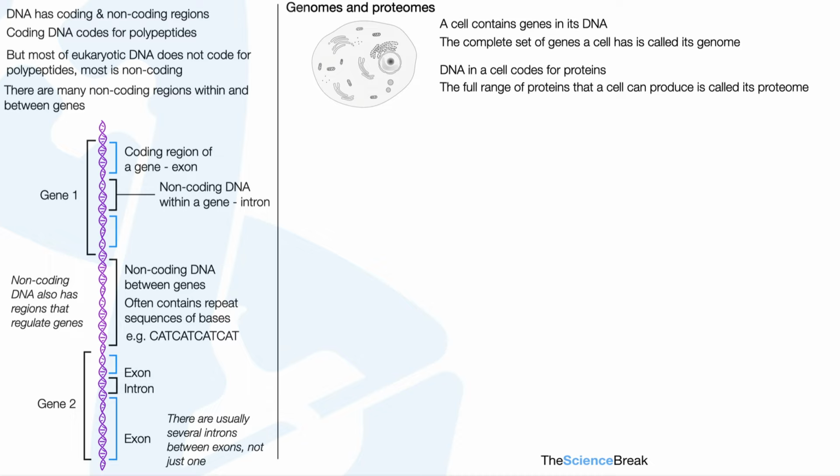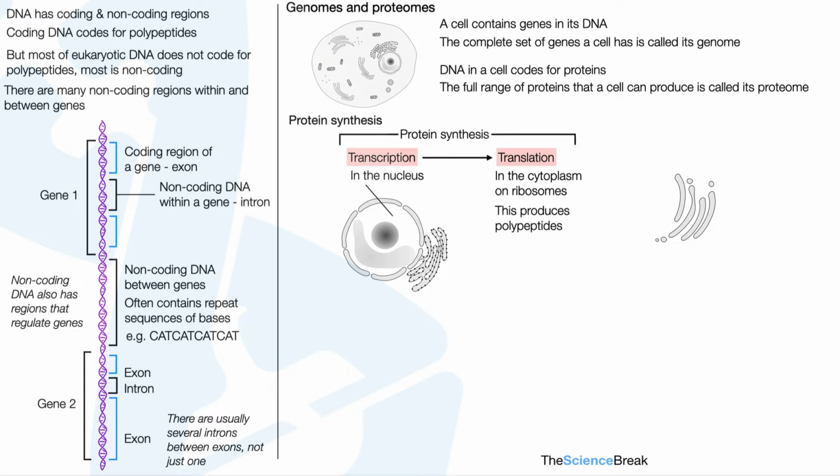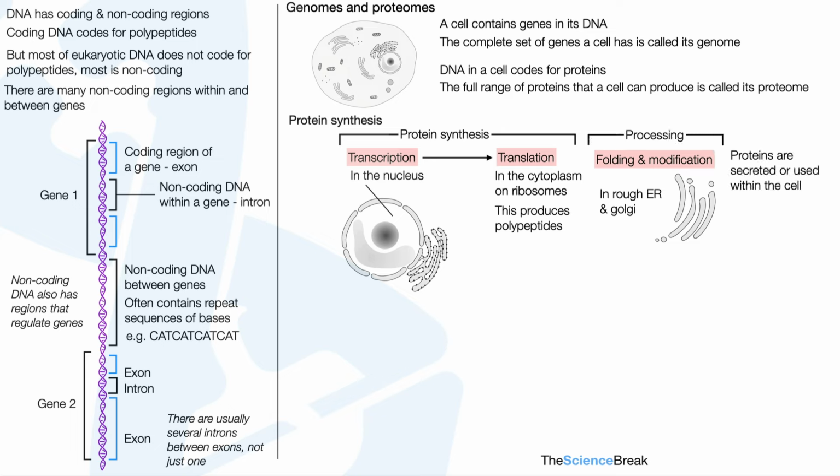Protein synthesis. Let's have a look at an overview of protein synthesis. First, we have transcription. This happens in the nucleus of a cell. And that leads on to translation. This happens in the cytoplasm on ribosomes. This produces polypeptides. So this is protein synthesis, transcription and translation. We do also have folding and modification of those polypeptides, and that's done in rough ER and Golgi. So this is processing. Proteins are then secreted or used within the cell.